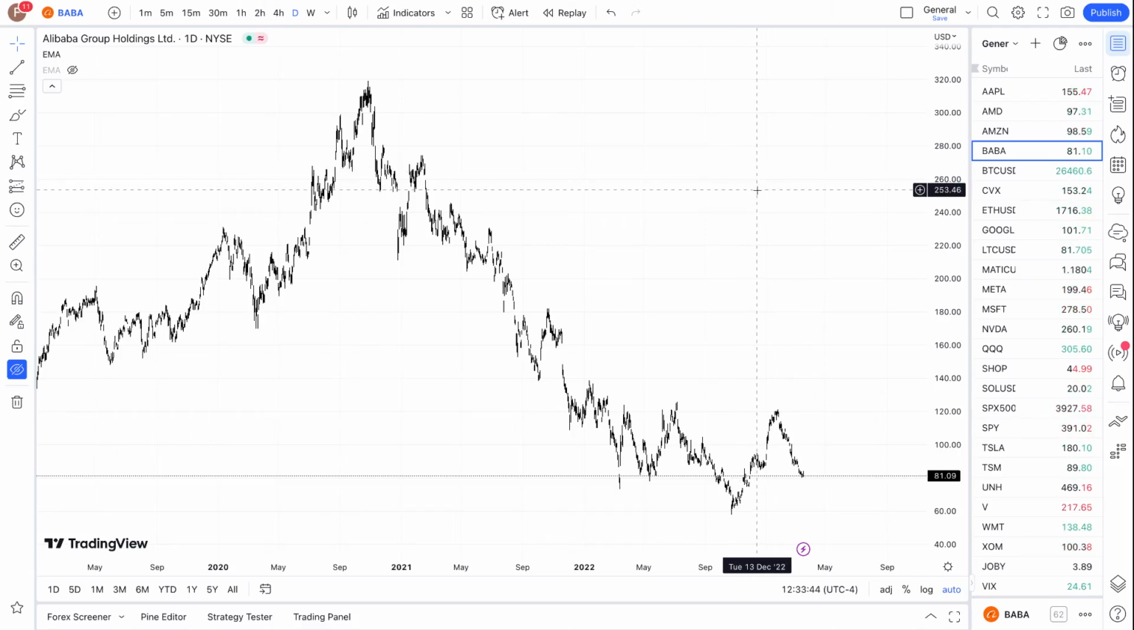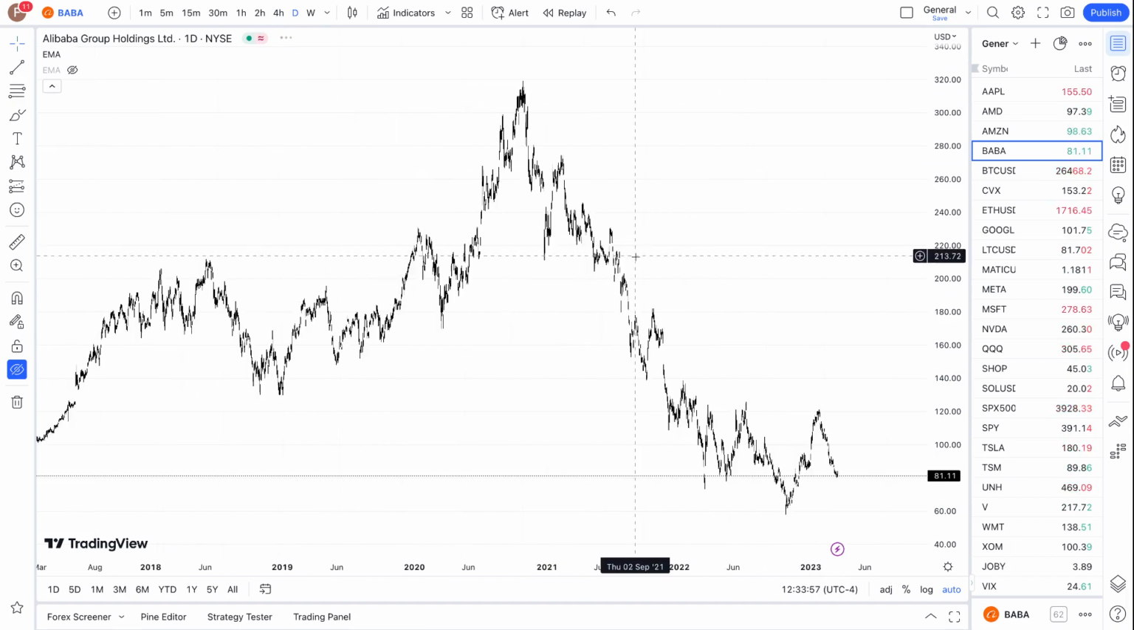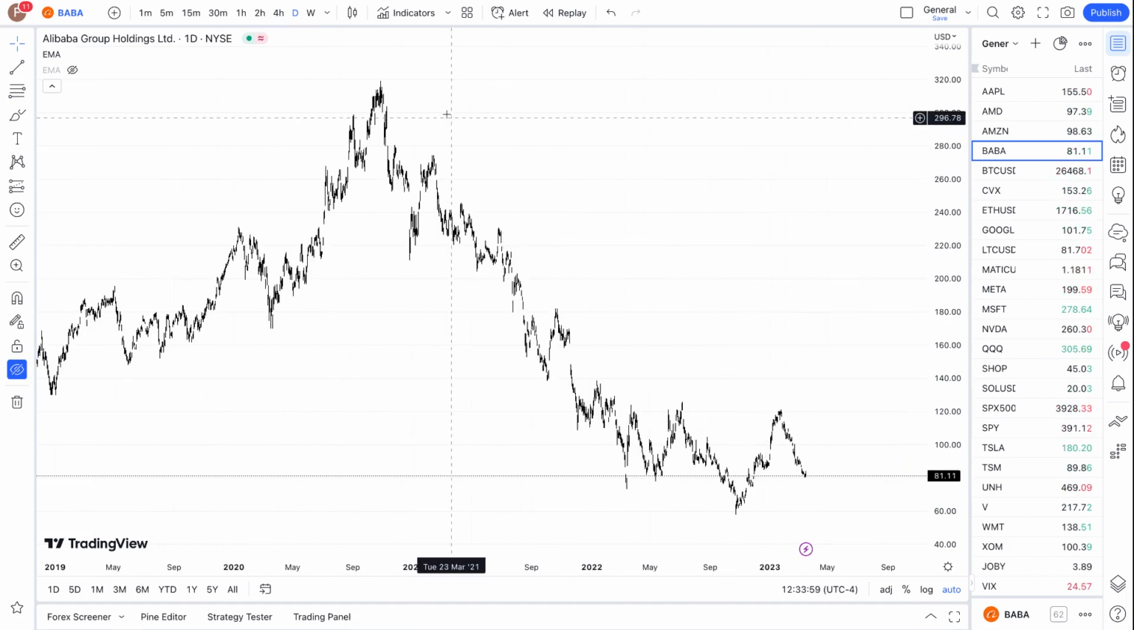Today my aim is to let you know my long-term analysis for the Alibaba stock. As you can see, ticker BABA. Now this is the daily time frame that we're looking at. It's a long-term time frame. As you can see, we had that top in 2020 and now we're trading around the $80 area.